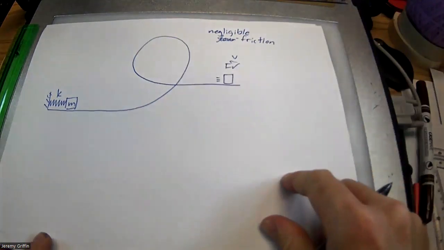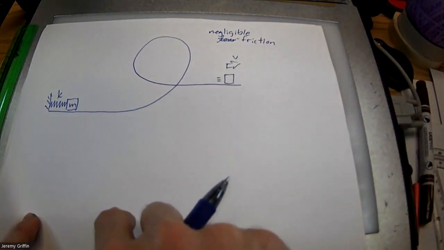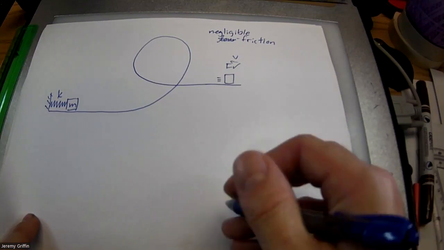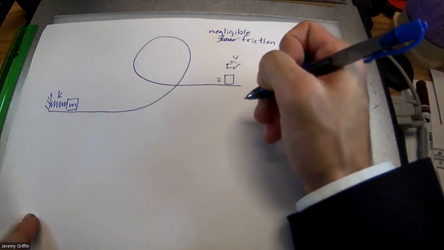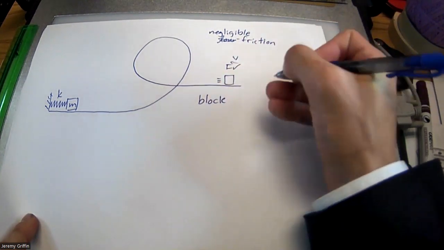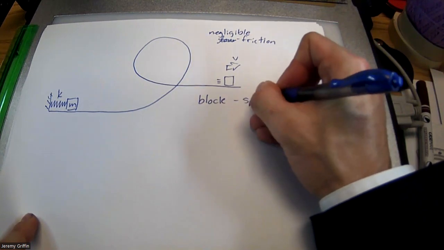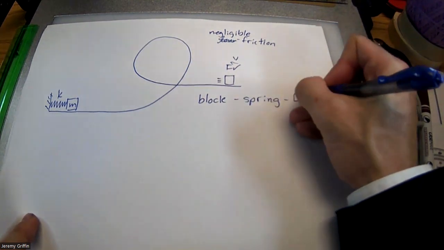Sounds more scientific. Negligible friction. So basically no friction. Okay. Can you guys set up a conservation of energy for this? First of all, what system are we dealing with? What's in the system? The block. What else? The spring and the earth. Yeah, the block. This would be the block, spring, earth system.